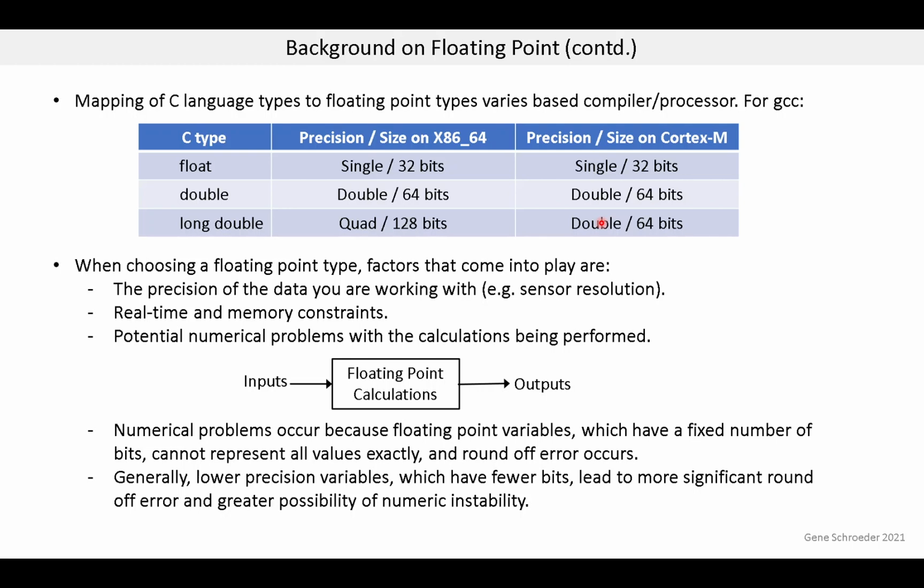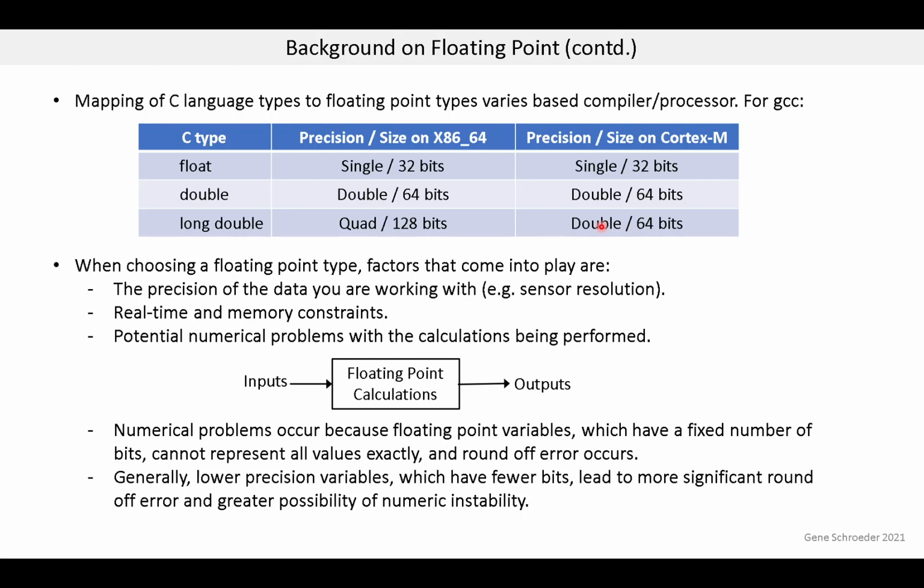So why is this? I don't know for certain. Certainly it would be possible to do quad precision calculations on a Cortex-M in software, but perhaps it was felt this isn't a realistic scenario.